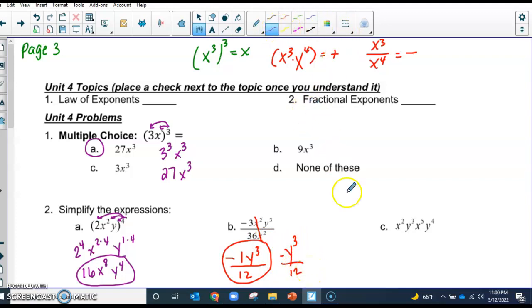For C, these are just being multiplied. So I am adding my exponents. So I've got x squared plus x to the 5th and y to the third plus the 4th. So this is going to be x to the 7th and y to the 7th as my final answer.